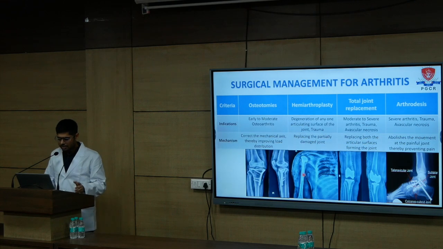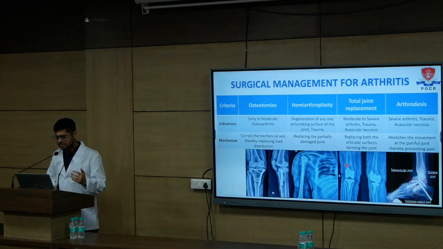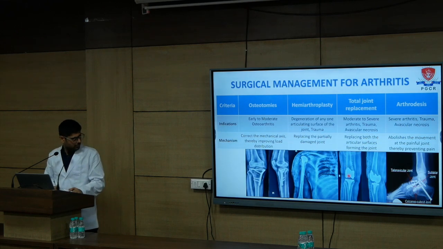Next is total joint replacement. It is done in moderate to severe cases of arthritis, trauma or avascular necrosis. In it, we replace both the articulating surfaces which form the joint, hence eliminating the pain.